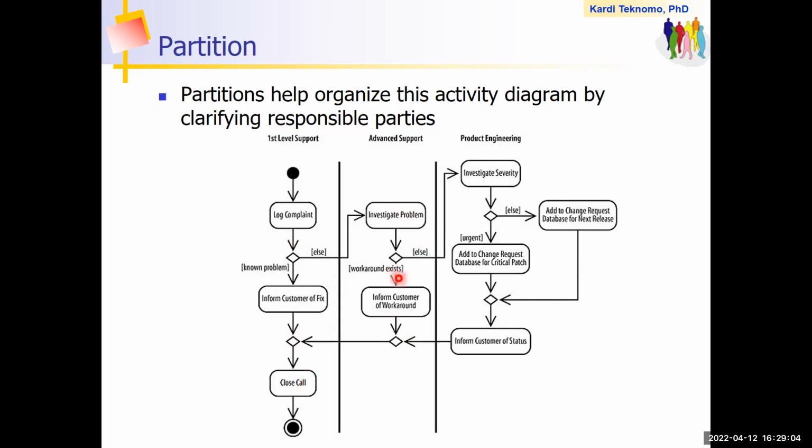But if the workaround does not exist, meaning this is a new problem, what you will do, you escalate up and investigate the severity of that. If this is important and urgent, you add this change to the database of the critical paths. After that, you inform. If this is not urgent, you just add a change request to the database for the next release.